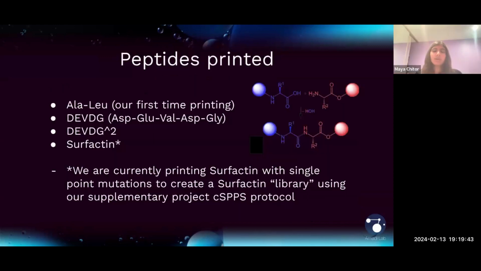So far, here are all the peptides we have printed, starting with our practice, Alaloo, then DVDG, DVDG squared, and now surfactant, which is involved with our supplementary project on combinatorial peptide synthesis, where we plan to print surfactant, the first 6 amino acids, but after that, we plan to utilize the peptide library technique to make a bigger peptide through the peptide library, and eventually attach it to a lipid because surfactant will be part of our lipopeptide.